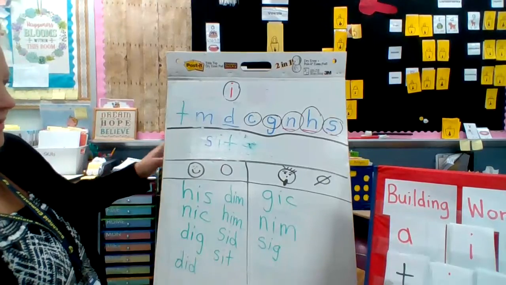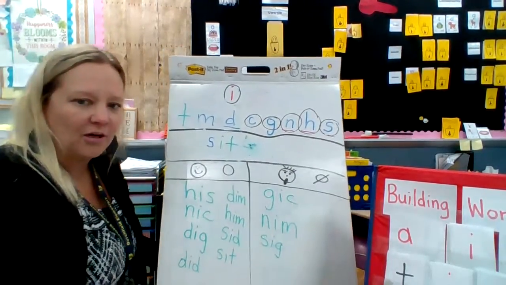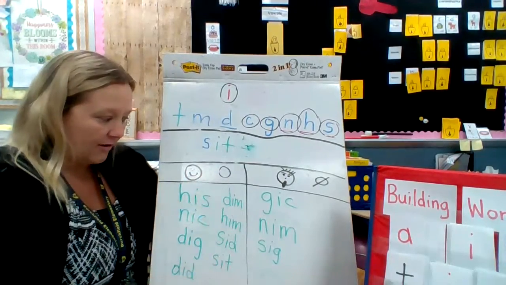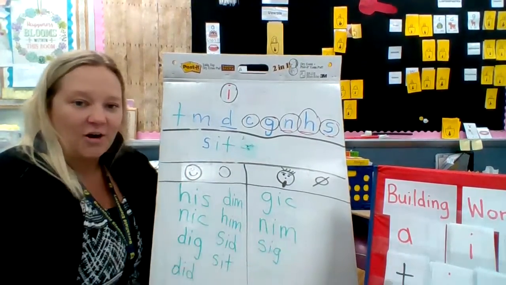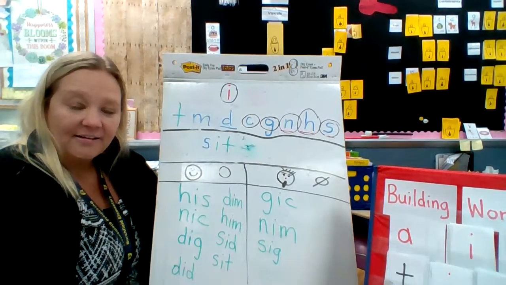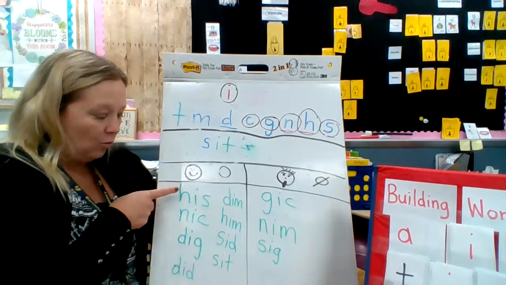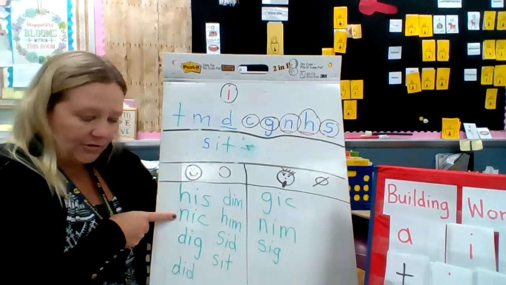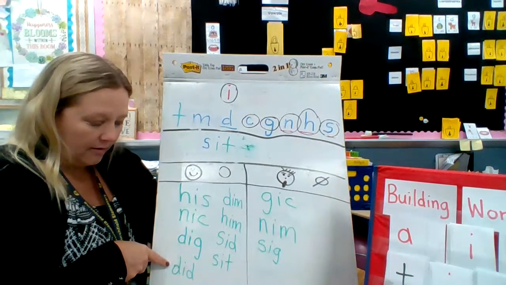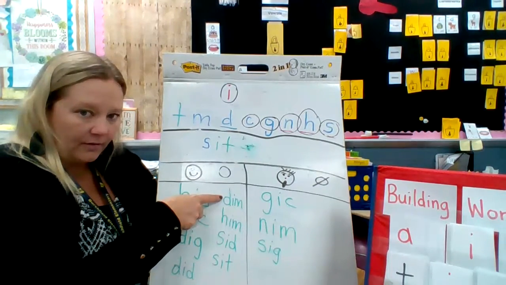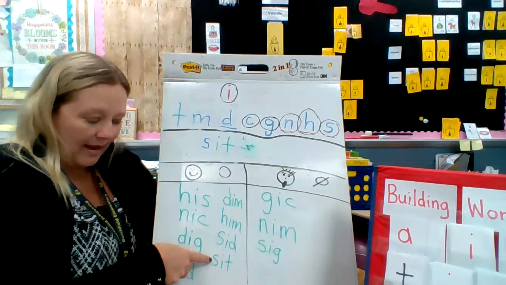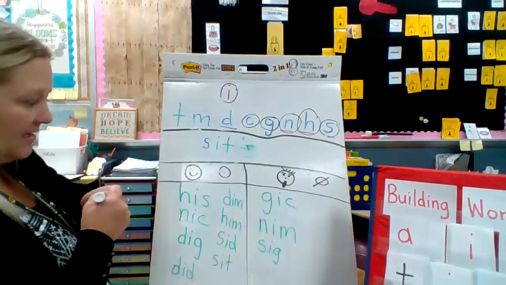I am so super proud of you for all your hard work. Let's go over our real words. We have a lot of real words in our real column, and we have some in our nonsense silly word column. Let's count the real words that we made today. You're going to help me count. Ready? 1, 2, 3, 4, 5, 6, 7, 8. We had 8 real words today.